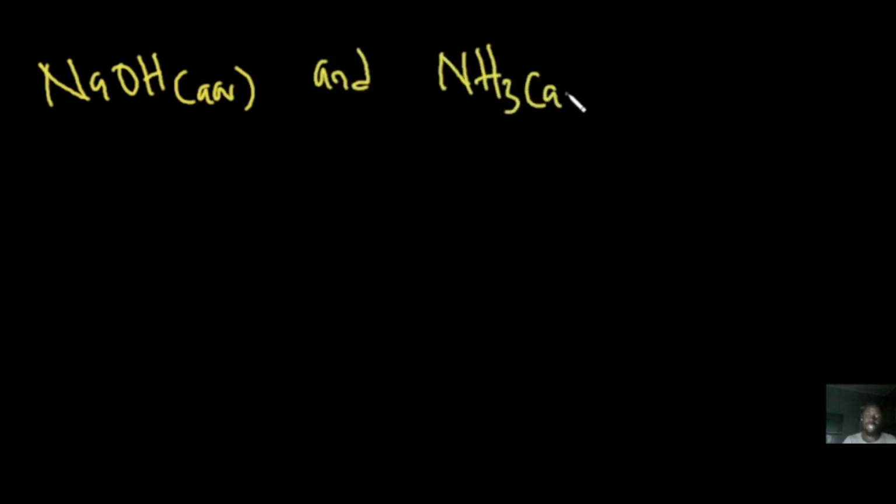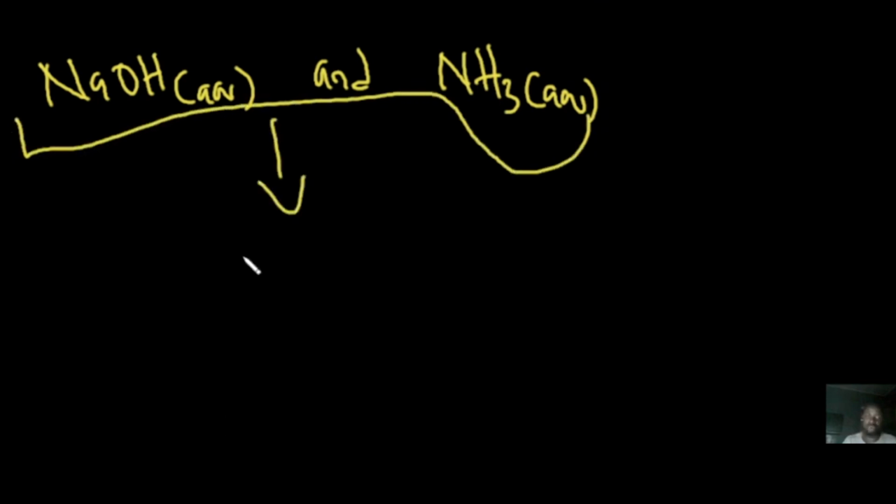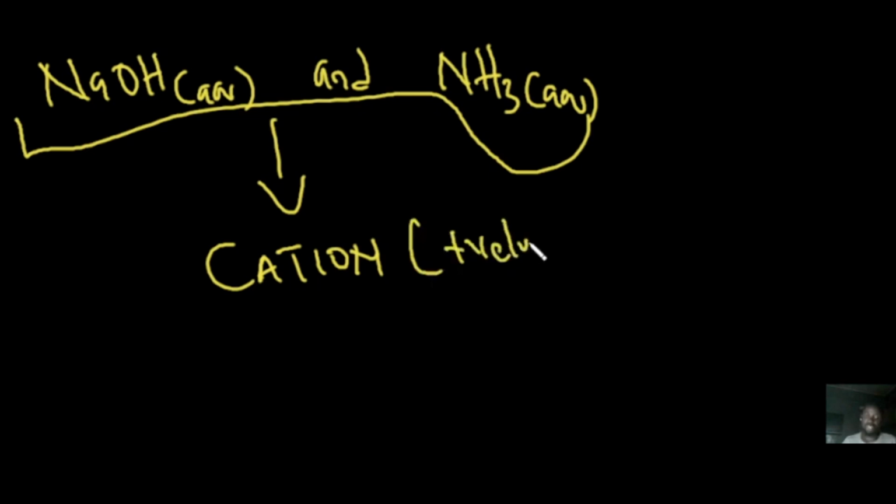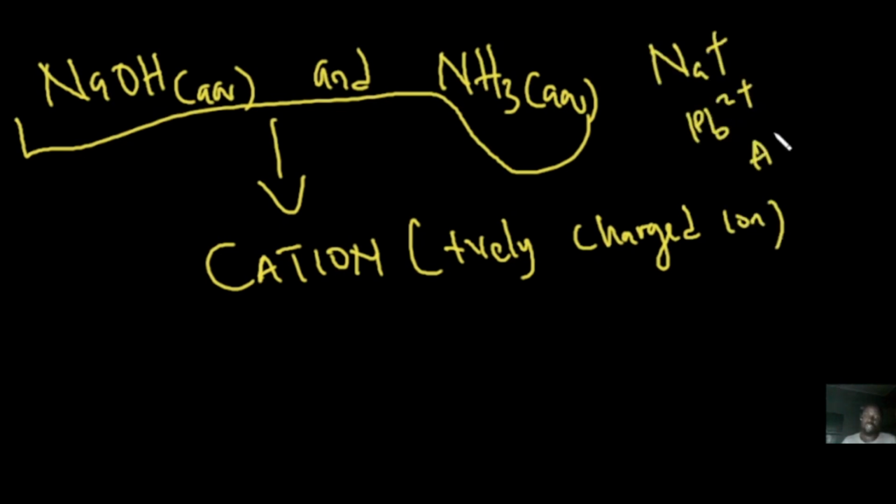So the implication is that once you look at a particular question and you notice that they said add aqueous sodium hydroxide, it implies that you are likely testing for a cation. If you see add ammonia, it implies that you are likely testing for a cation. And what is a cation? A cation is a positively charged ion. So when you consider a cation, you're looking at an ion that has a positive charge, like Na+, Pb2+, Al3+. These things are cations basically. Okay, let's get into it.